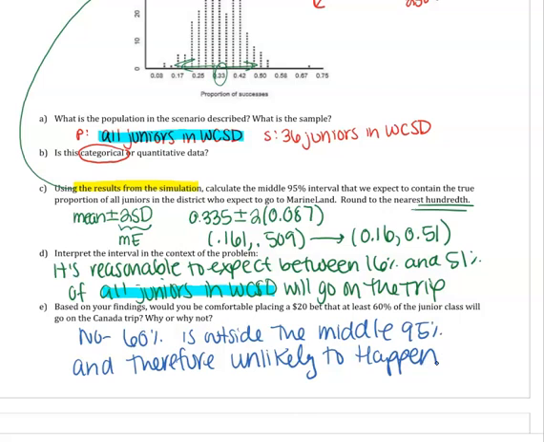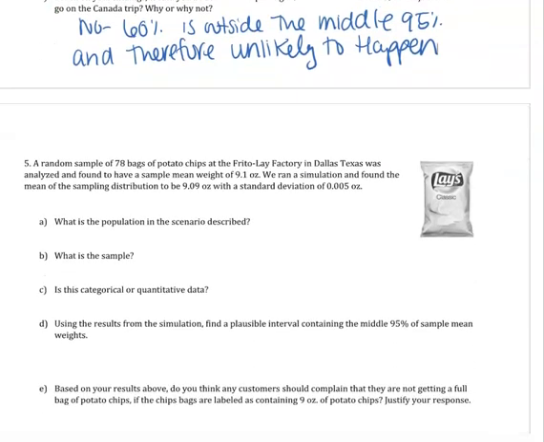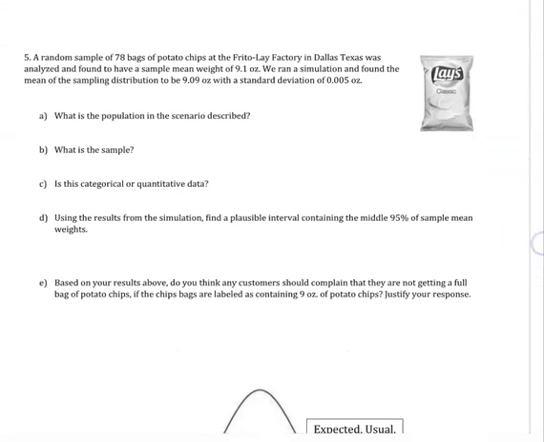All right, and that concludes that example. Let's try one more. A random sample of 78 bags of potato chips at the Frito-Lay factory in Dallas, Texas was analyzed and found to have a sample mean weight of 9.1 ounces. We ran a simulation and found the mean of the sampling distribution to be 9.09 ounces with a standard deviation of 0.005 ounces.